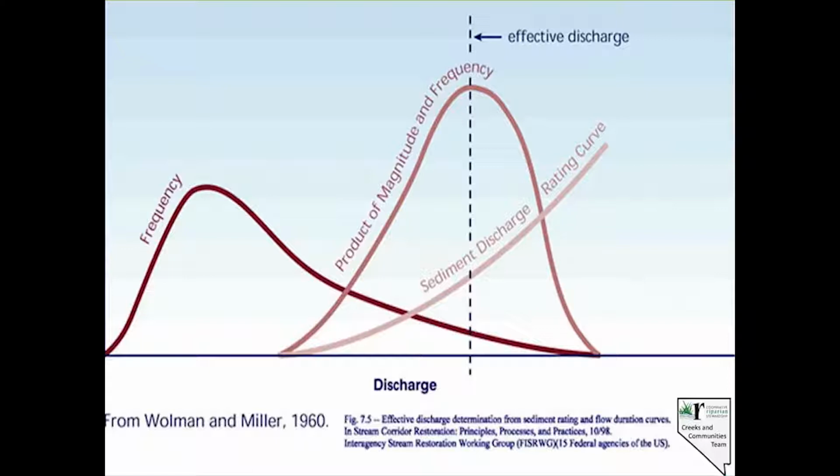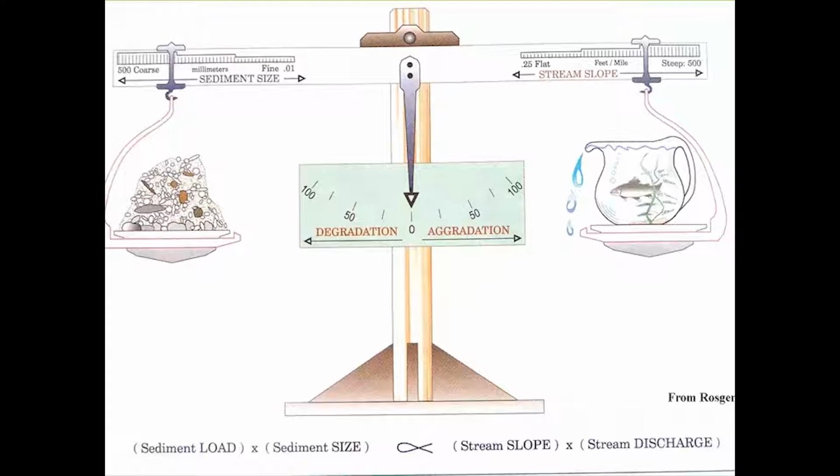So here we've got the Lane balance, which gets into the idea that within stream systems, there's a relationship between all of the parameters you can see on here: sediment size, the amount of sediment, stream slope, the amount of water. As you change one of the things on either side of that balance, the arrow in the middle is either going to lean towards aggradation, which is deposition of sediment, or degradation, which is erosion of sediment.